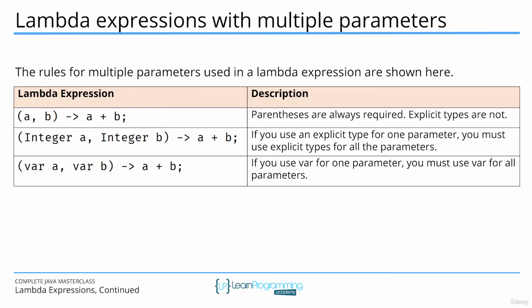The rules for multiple parameters used in a lambda expression are shown here. Parentheses are always required, but explicit types aren't. If you use an explicit type for one parameter, you must use explicit types for all the parameters. If you use var for one parameter, you must use var for all parameters. You can't mix and match var with explicit types or omit var from one or some of the parameters.